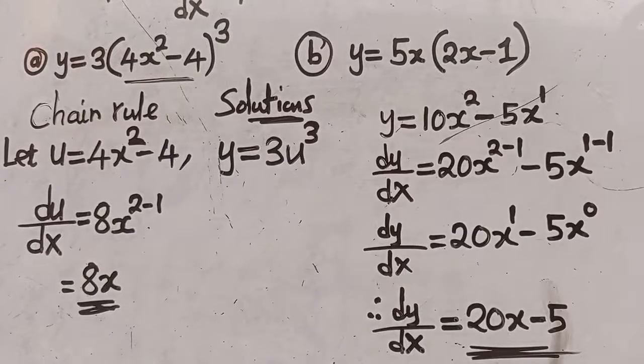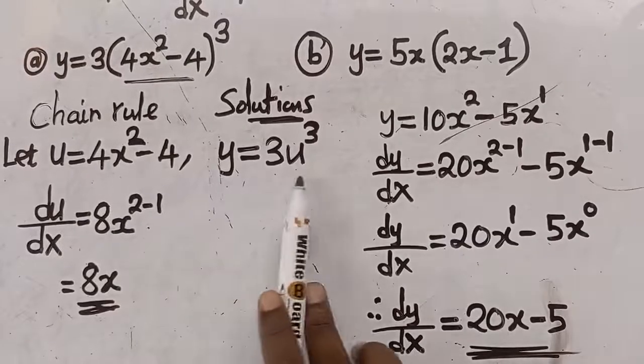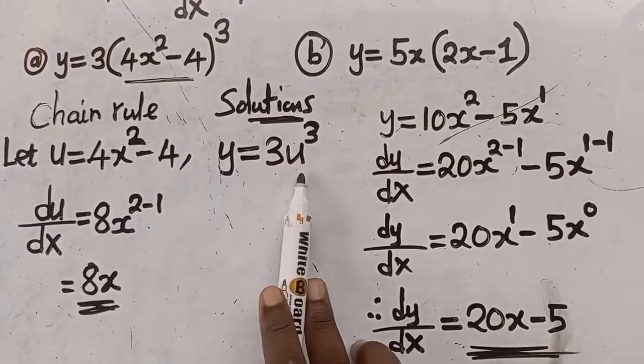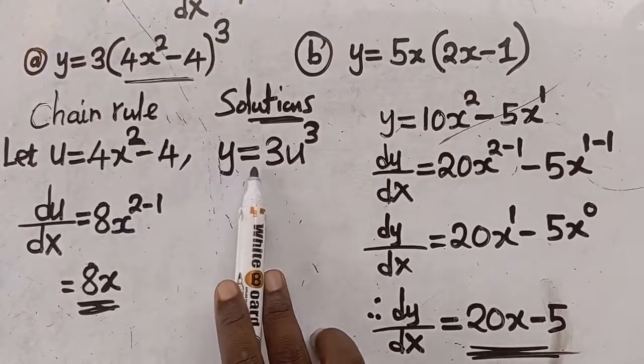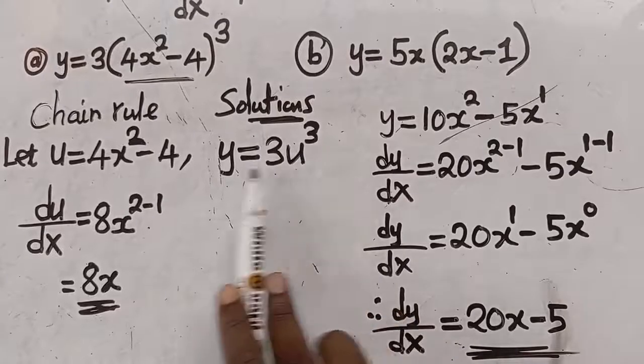Nothing is difficult here. Once you understand the formula, everything becomes what? Everything becomes simple. So this is what we need to do. We now go to this one that is here. So when you look at this expression, this is y is equal to 3u to the power 3. This is what you are given.